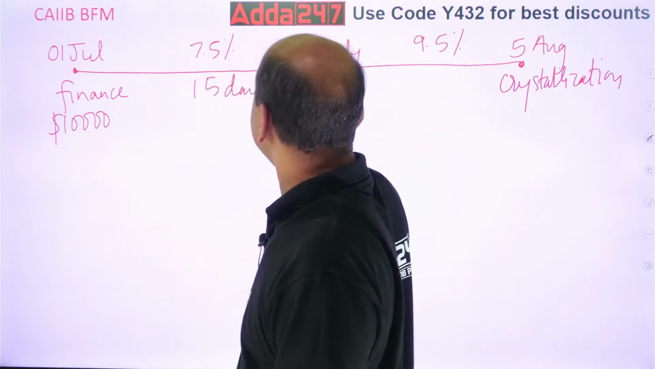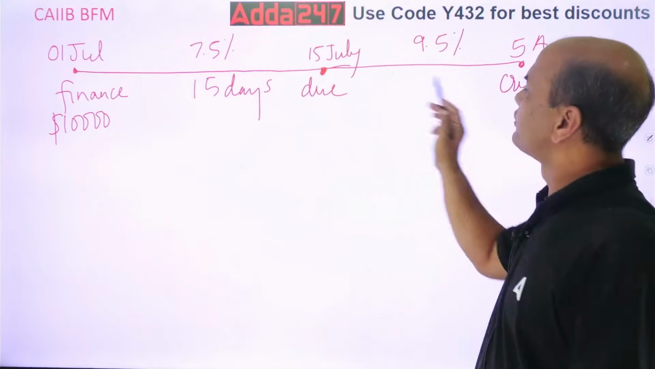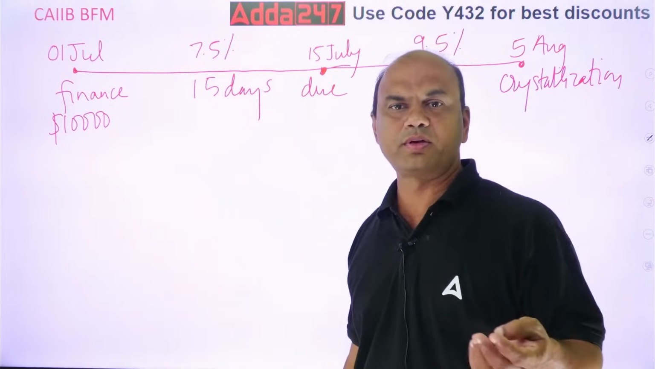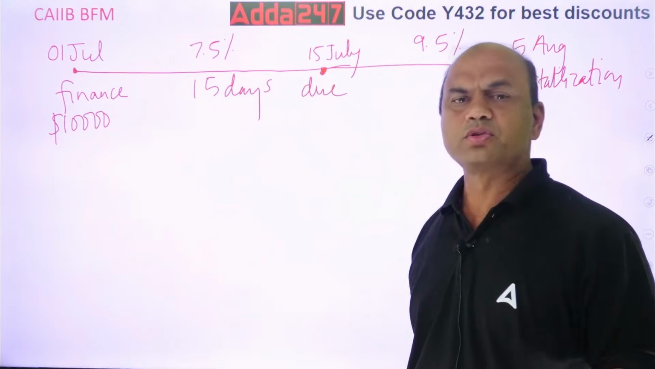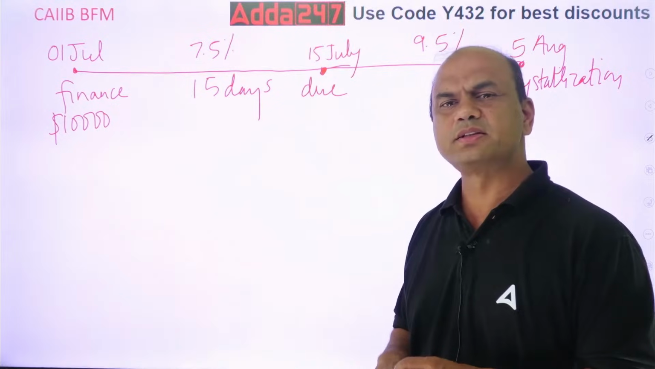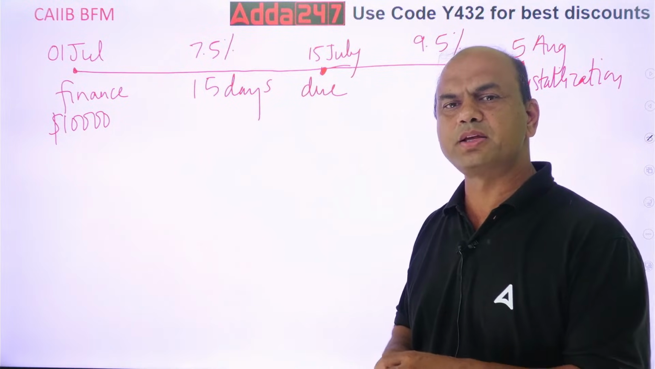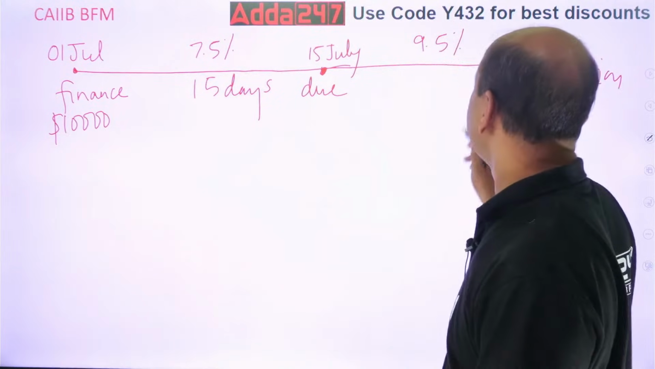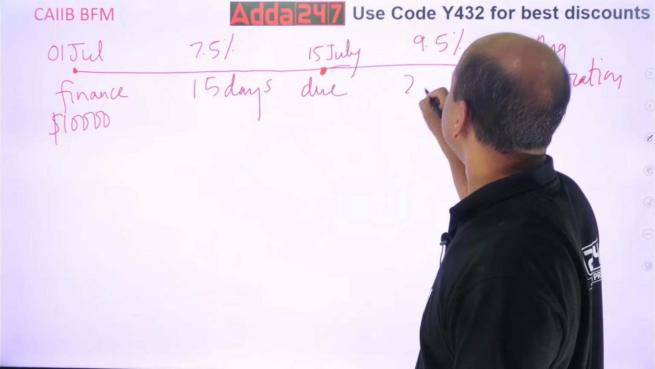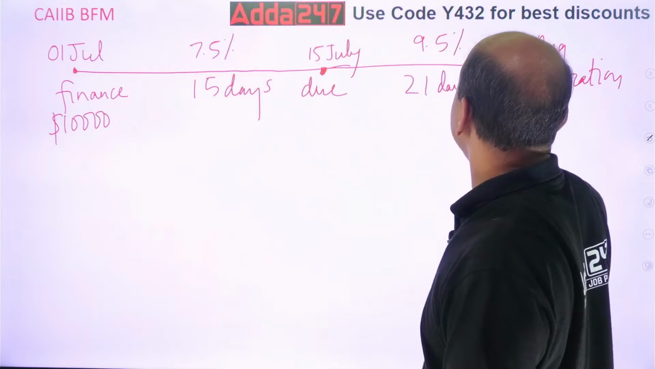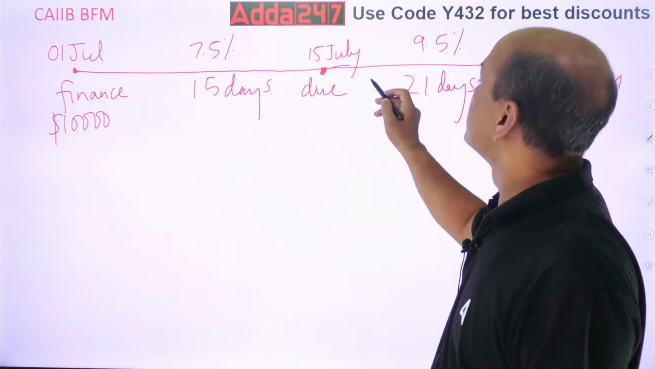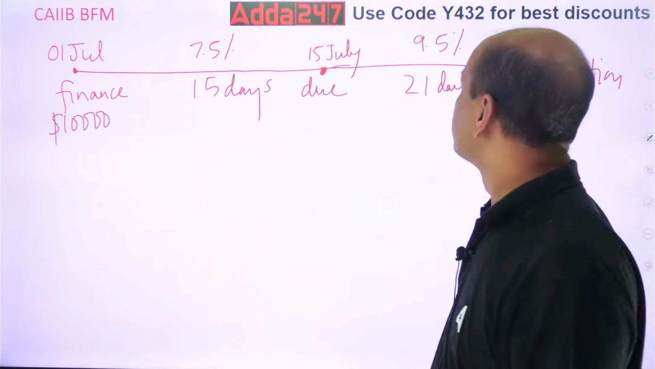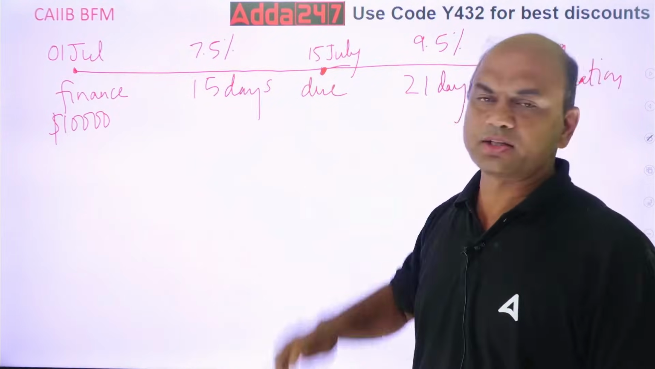And here, 15th July to 5th August. So it is 25 and 5. July has how many days? January, February, March, April, May, June, July: 31 days. So this will be 21 days, not 20 days. Why? Because July is of 31 days. So 21 days over here and 15 days over here.